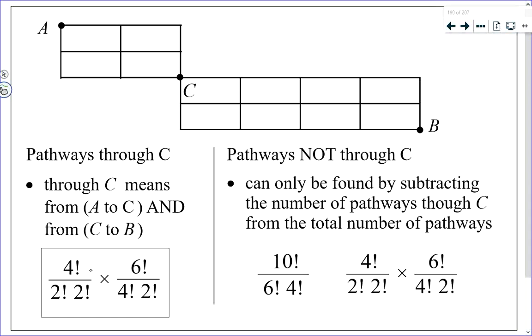So if I subtract from that this number, which is the number through C, I'm going to get the number that do not go through C. And again, I think 10 factorial over 6 factorial times 4 factorial is 210, I'm pretty sure. 4 factorial over 2 factorial times 2 factorial, times 6 factorial over 4 factorial times 2 factorial, I know is 90. I think the answer here when you subtract them is 120.